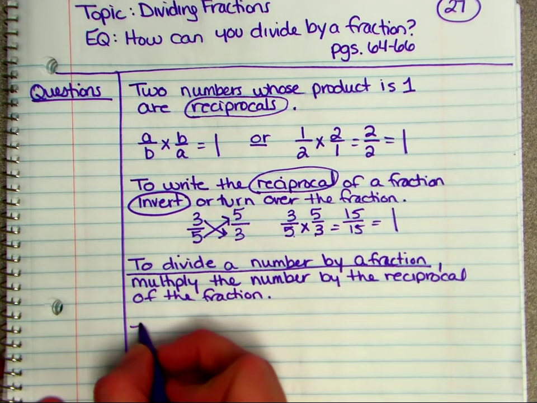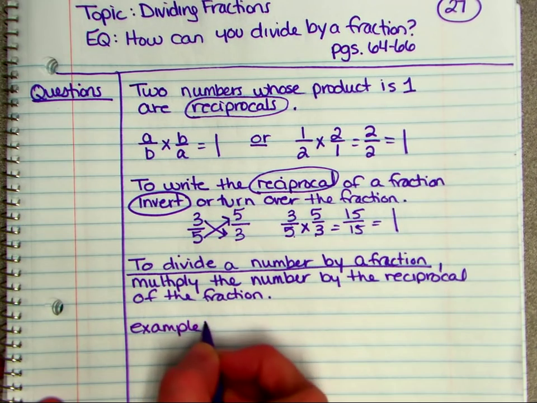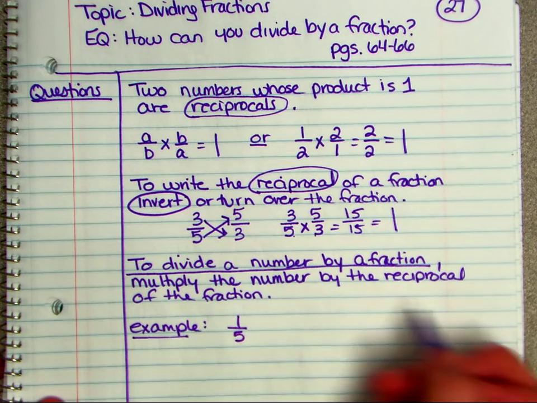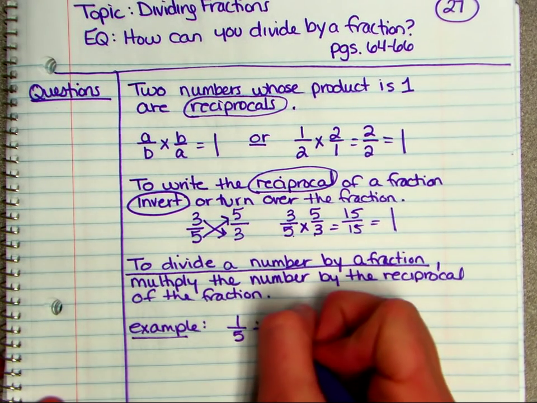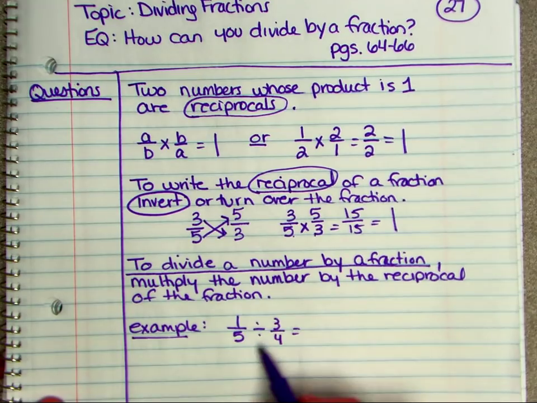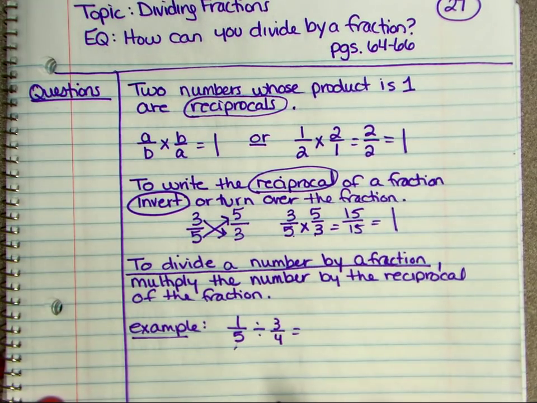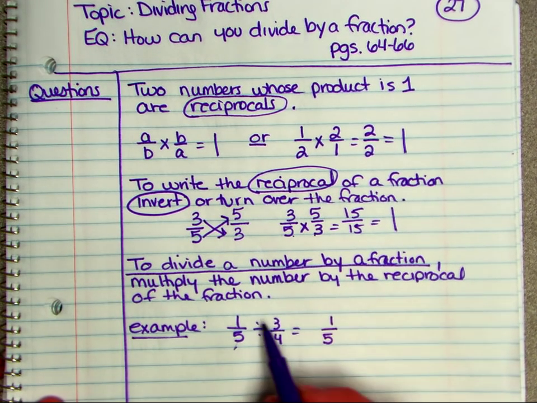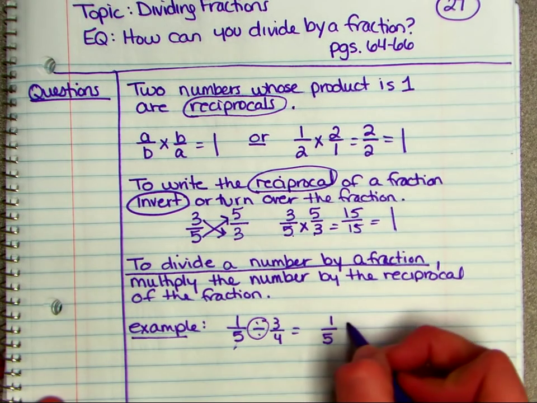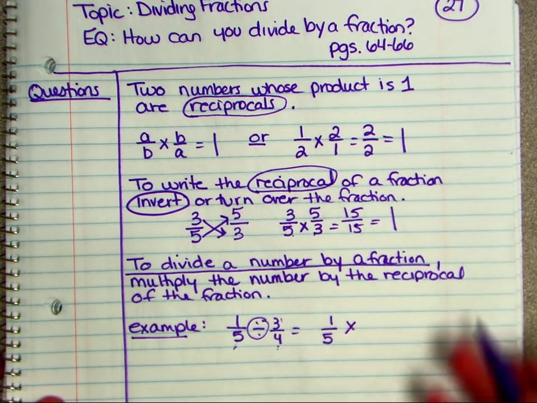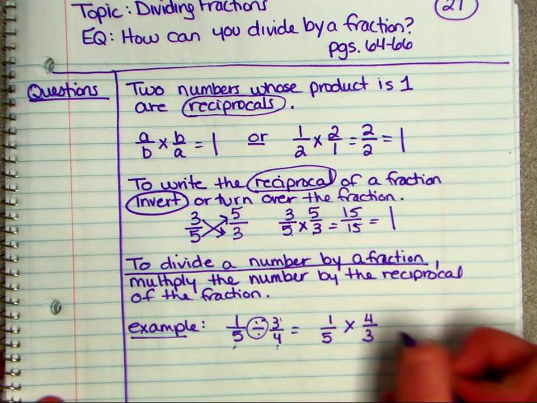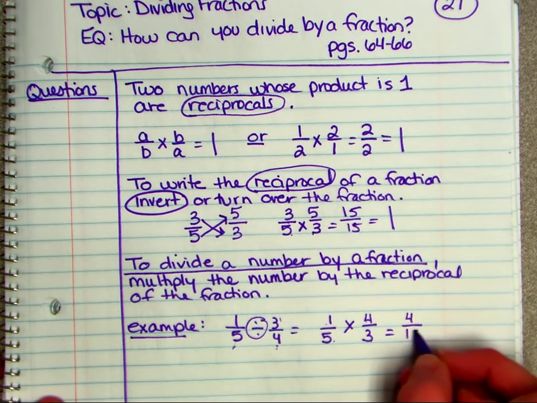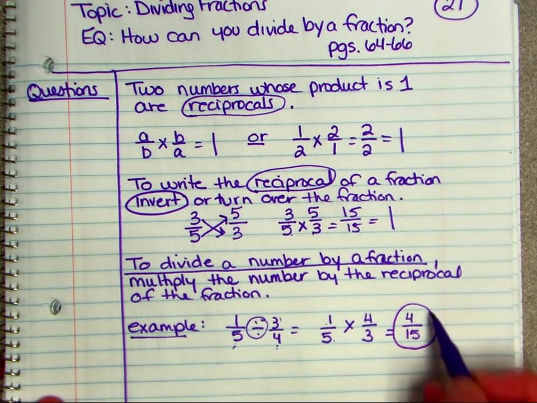So an example would be if I were to take 1/5 and divide it by 3/4. I would take this first fraction and keep it the same, 1/5. I would change my operation from division to multiplication, and I would flip this last fraction to 4 over 3 because it's the reciprocal. I would then multiply straight across. 1 times 4 is 4. 5 times 3 is 15, and I would simplify if I could, and in this case I could not. And that would be it.